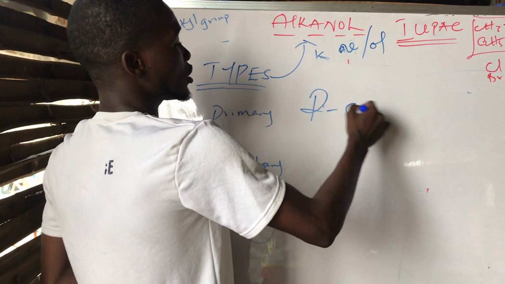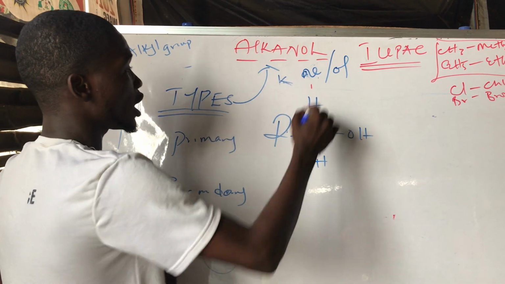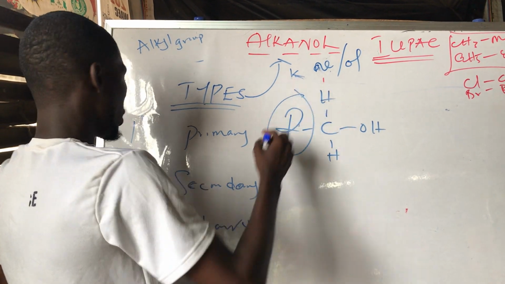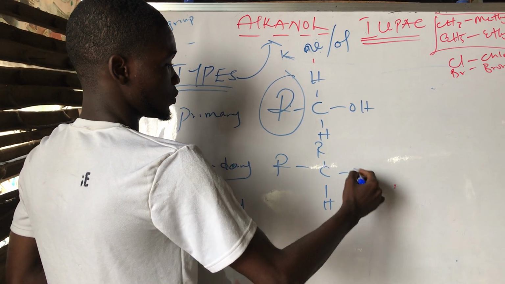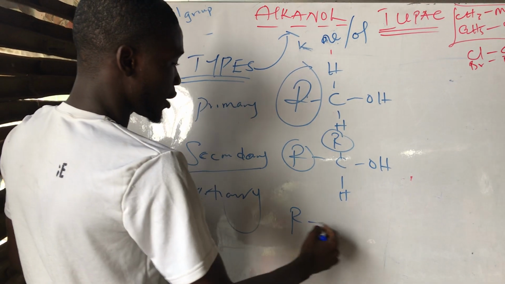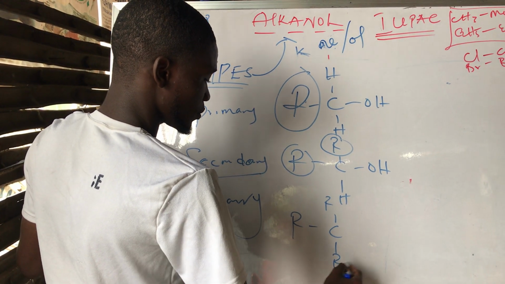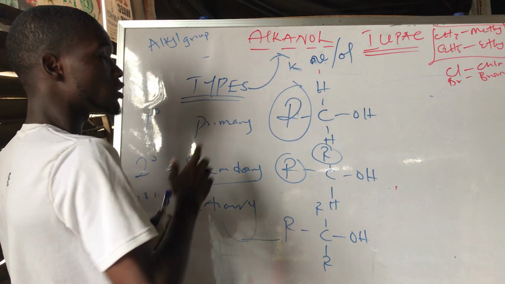So if we have to differentiate between the primary and secondary alcohol, we have a simple formula for that. Say we have C-OH. We can see now we have only one alkyl group. For secondary, we have 2 alkyl groups. While for tertiary, we have 3 alkyl groups now.